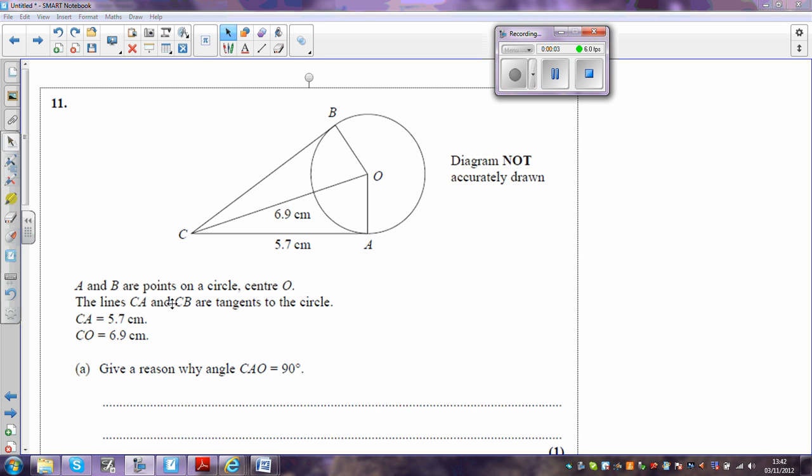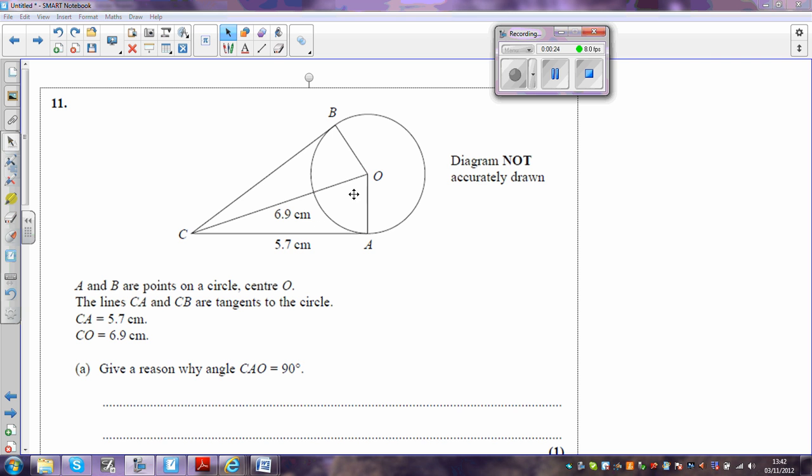Okay, question 11. Here we have a circle, and this line is a tangent to the circle, and this line is also a tangent to the circle. You should know that the angle between a tangent, a straight line that just touches the circle, and a radius is always 90 degrees, which gives us the answer to the first part.